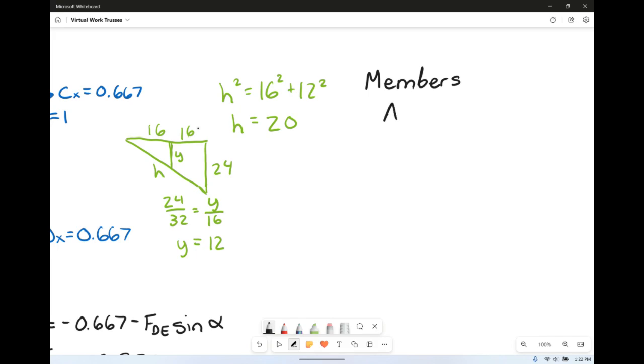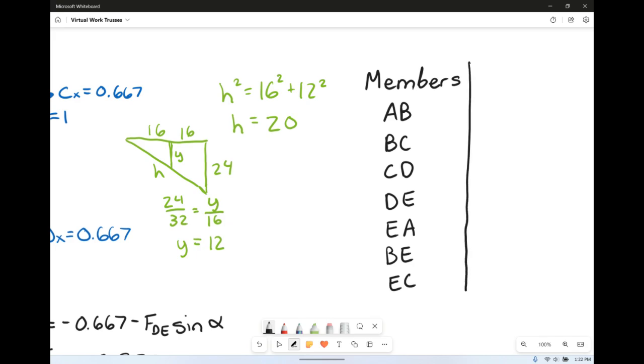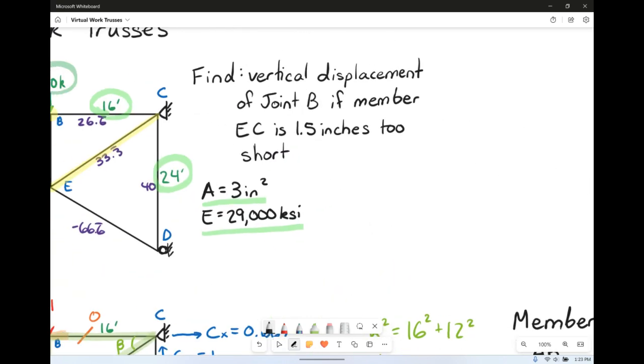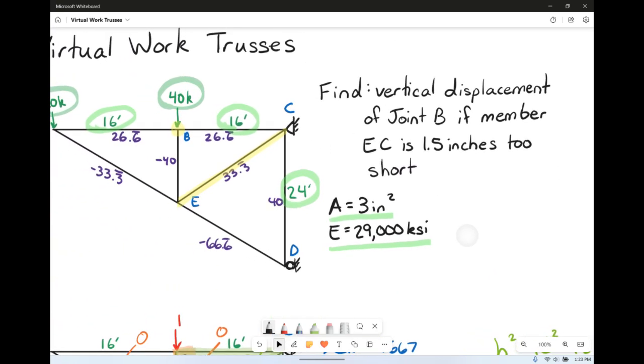So we have AB, BC, CD, DE, EA, BE, and EC. Then we have their force under the given load, and that's going to be in kips. And that's just based off of what we were given before. So those numbers in purple.